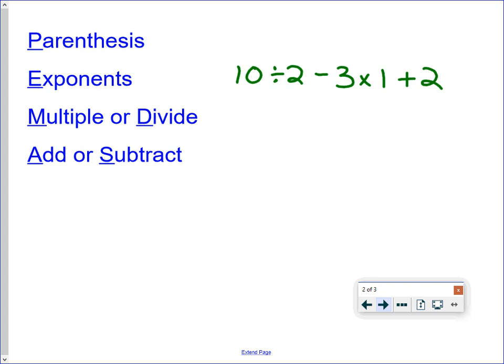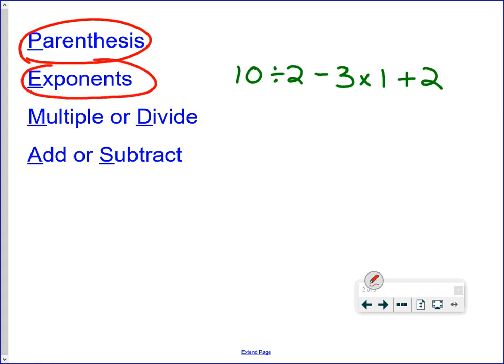Okay, again, let's follow the order that they come in. First of all, I ask the question, is there any parentheses? Well, I look at this problem and there is no parentheses. I look at the next one. Are there any exponents? Well, I look at this problem. There are no exponents. Now I have to ask this question. Is there any multiplication or division? There is. There's division here, and there is multiplication here.